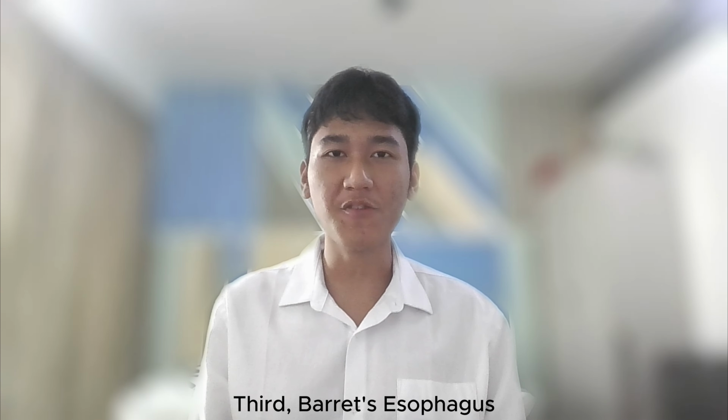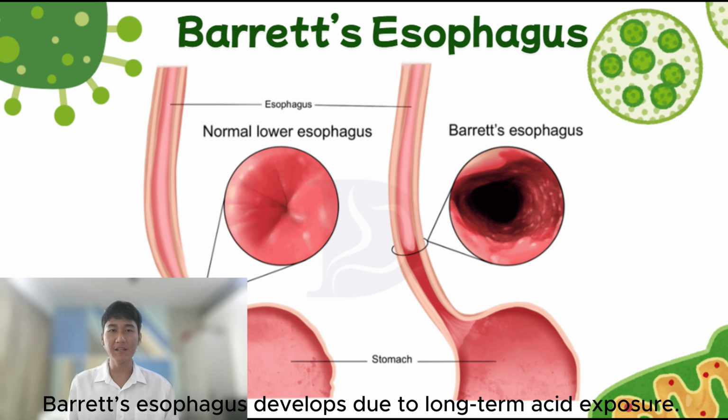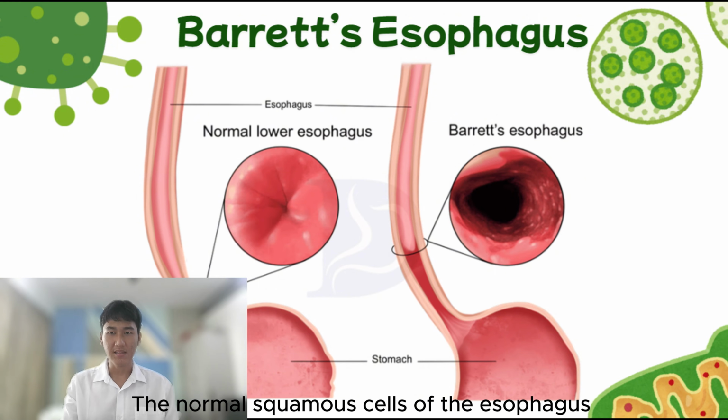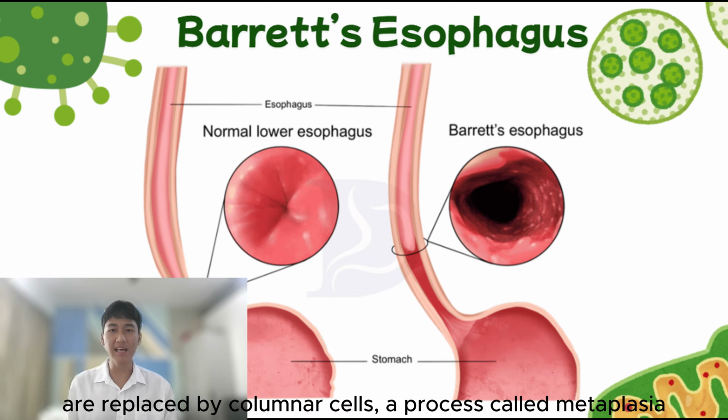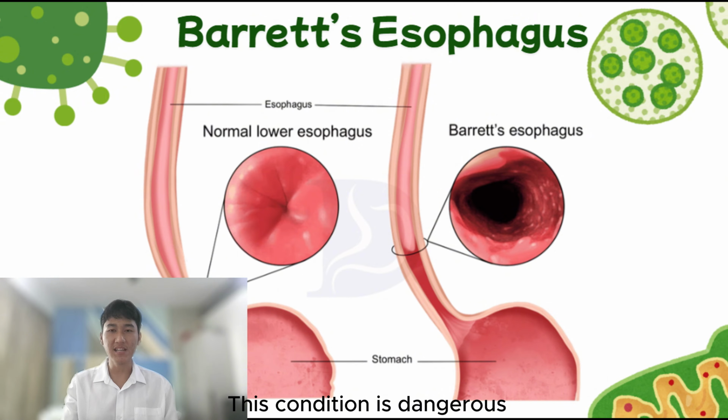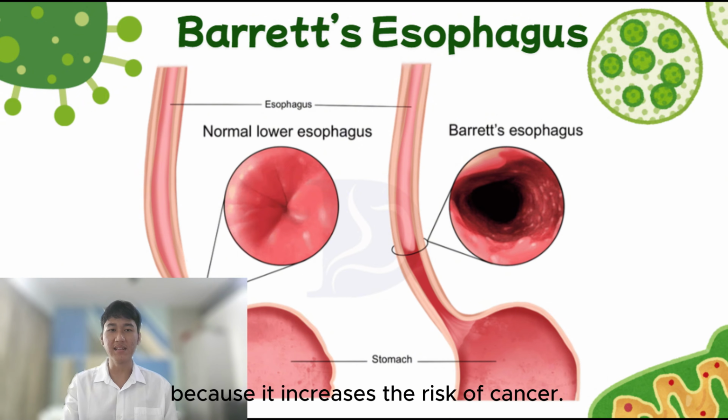Third, Barrett's esophagus. Barrett's esophagus develops due to long-term acid exposure. The normal squamous cells of the esophagus are replaced by columnar cells, a process called metaplasia. This condition is dangerous because it increases the risk of cancer.